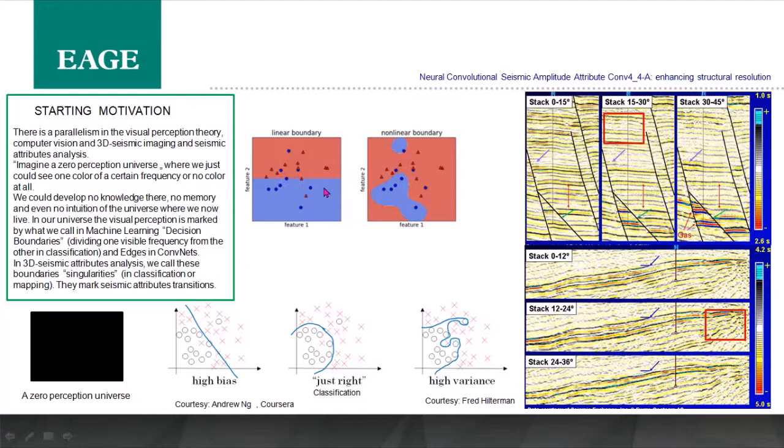In our universe, the visual perception is marked by what we call in machine learning decision boundaries, dividing one visible frequency from the other in classification, and edges in convolutional neural networks. In 3D seismic attribute analysis, we call these boundaries singularities. In classification or mapping, they mark seismic attribute transitions.